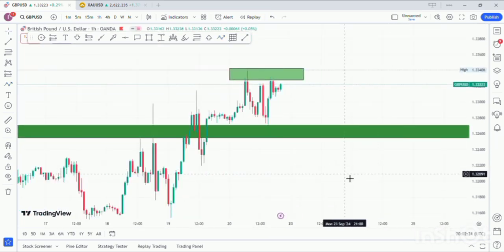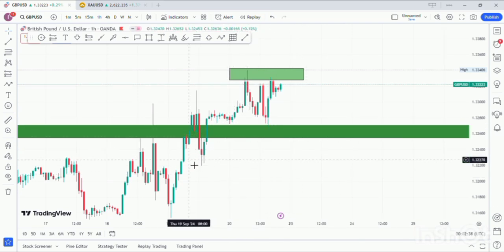So right here on the 1 hour time frame, as you can see, we can consider this a very valid support, because price broke out of this previous resistance zone and then came back to retest it. Remember the rule, it turns it into a valid support. So we can consider this a valid support, and we can consider this zone right here a valid resistance zone on the 1 hour time frame, guys.